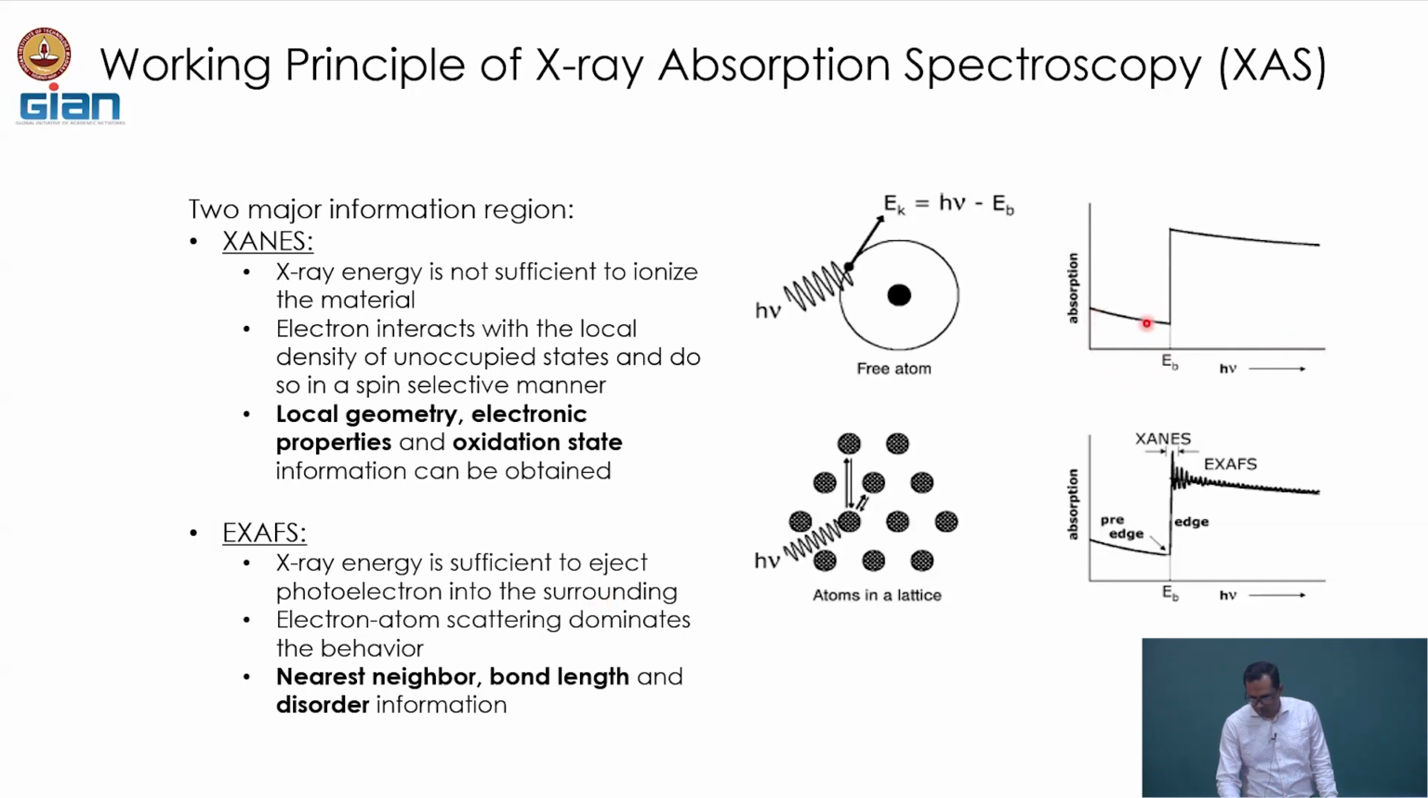Up to a certain energy, the sample will absorb the energy, but it is not sufficient for the electrons to go off. But after a certain point, which is the binding energy, if the X-ray energy is higher than the binding energy, then of course we will have the photoelectron coming out, and we have the XANES part at this point and the EXAFS part at the higher energies. XANES is going to give us information about the local geometry, electronic properties as well as oxidation state, and we will see some examples. The EXAFS part is going to give us information about the nearest neighbor, the bond length and the bond disorder to some extent.